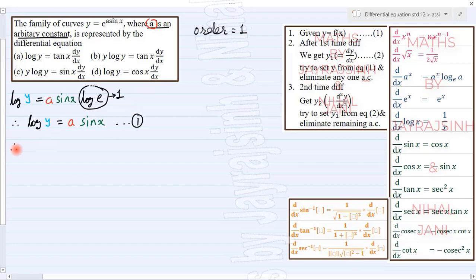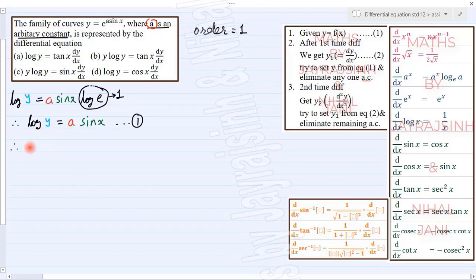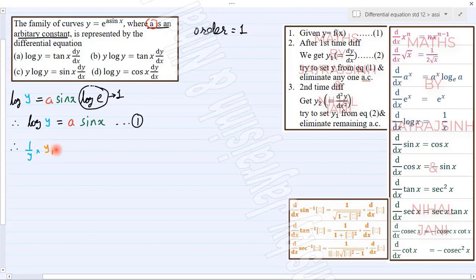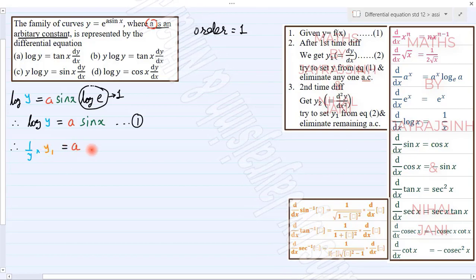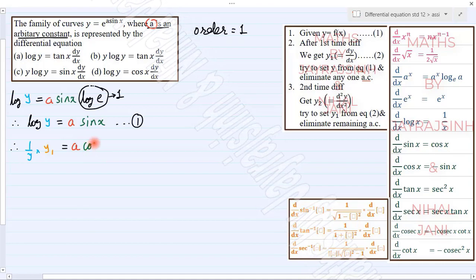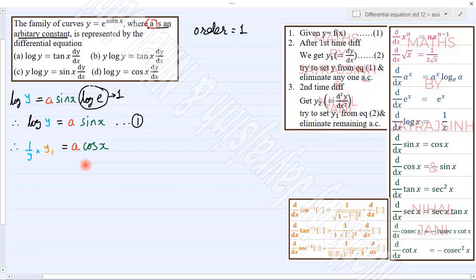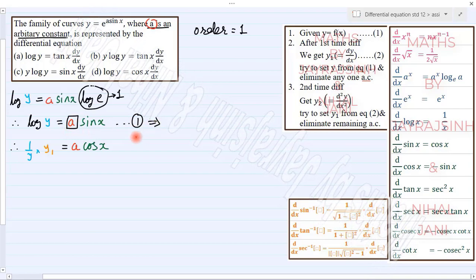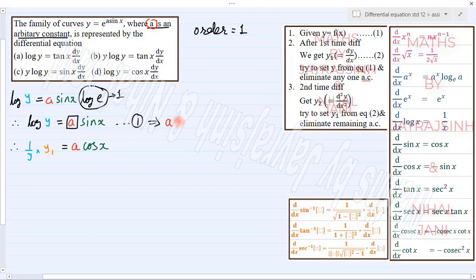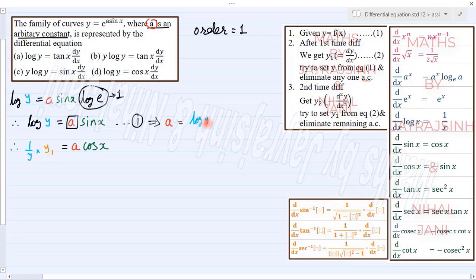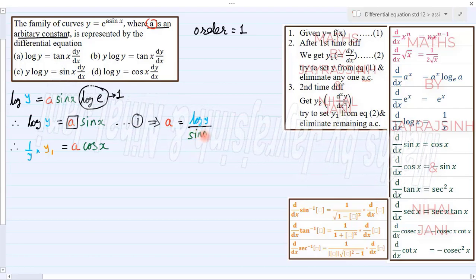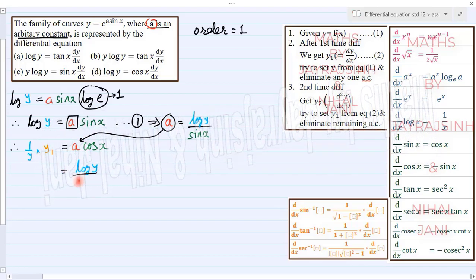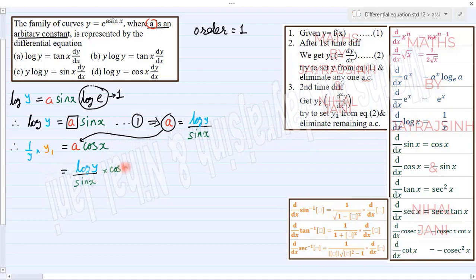Now we are ready to differentiate our equation with respect to x. So differentiation of log y will be 1 upon y into differentiation of y, which will be y1. On the right hand side, a is constant, we don't have to worry about it. Differentiate sin x, which will be cos x. But to get the final form of the differential equation, we have to eliminate our arbitrary constant from equation number 1. So we can say a is nothing but log y upon sin x. Substitute the value of a and we will get log y upon sin x into cos x.